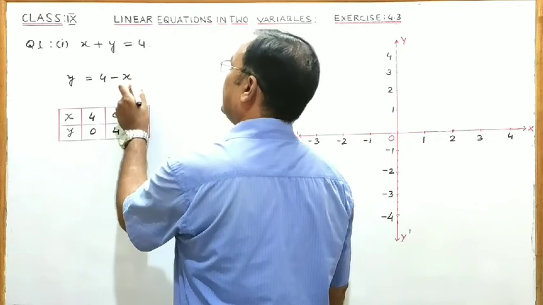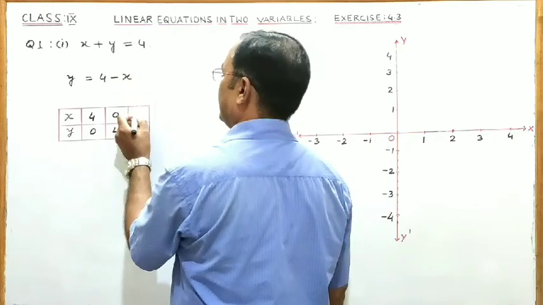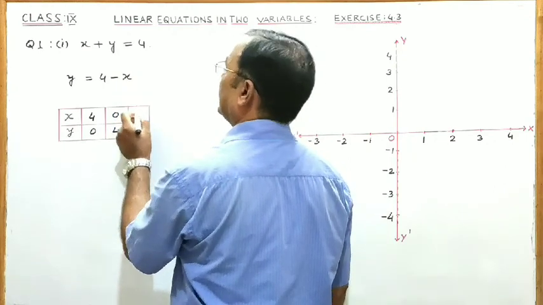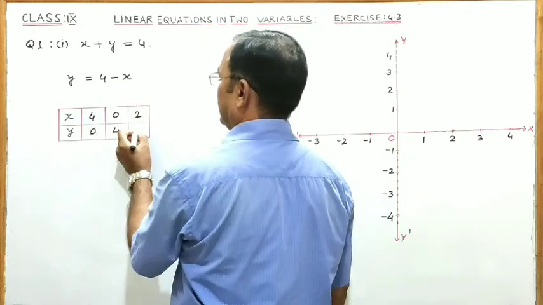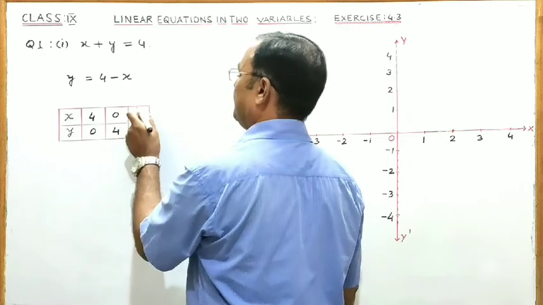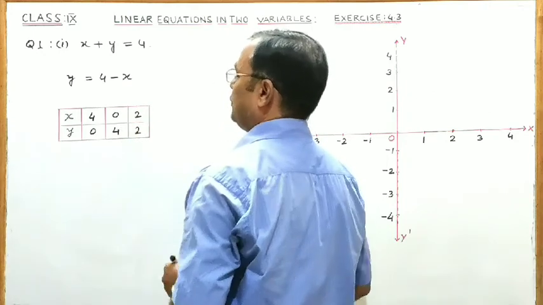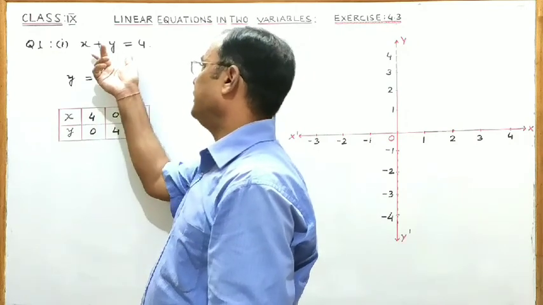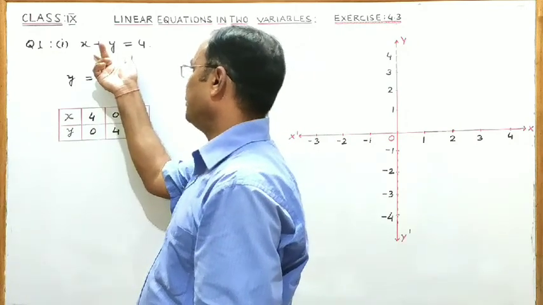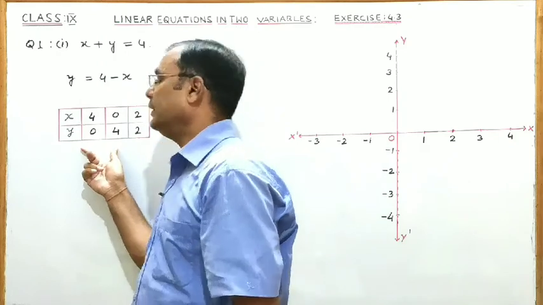When you put x is equal to 2 in this equation in place of x, so y equal to 4 minus 2, that is 2. So value of y is also 2. So these are three solutions of this given linear equation x plus y equal to 4 written in this table.